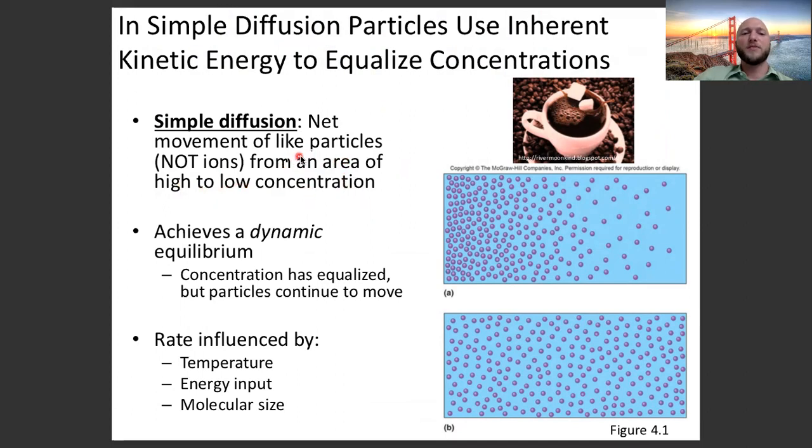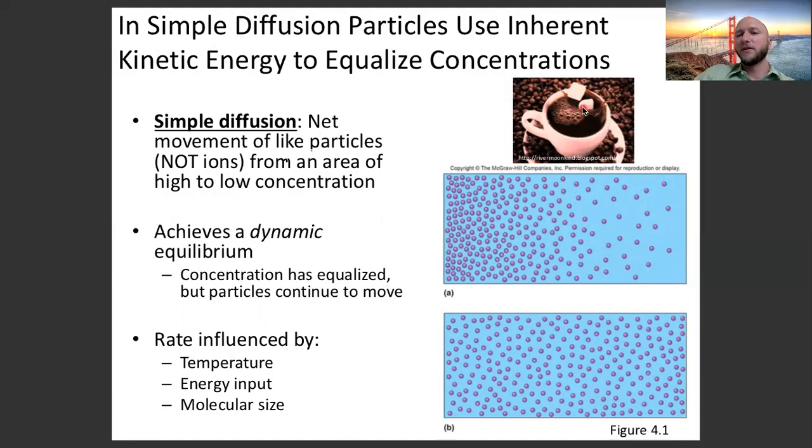Net movement of like particles from an area of high concentration to low concentration. So our example is going to be, one other thing I want to point out. There's no movement across a membrane in this. This is movement within a compartment. There's no membrane really described right here with simple diffusion. It's movement within a compartment.